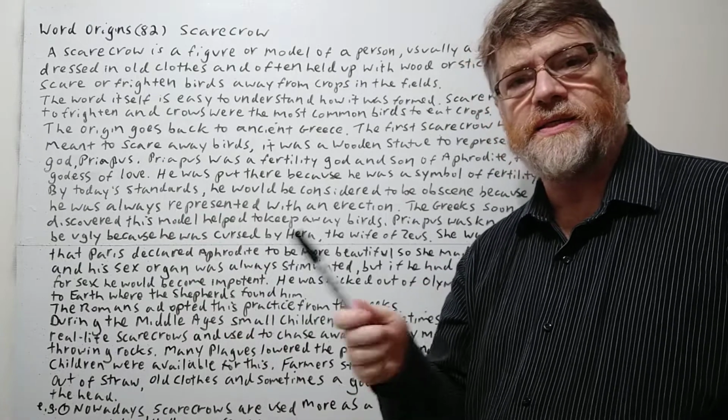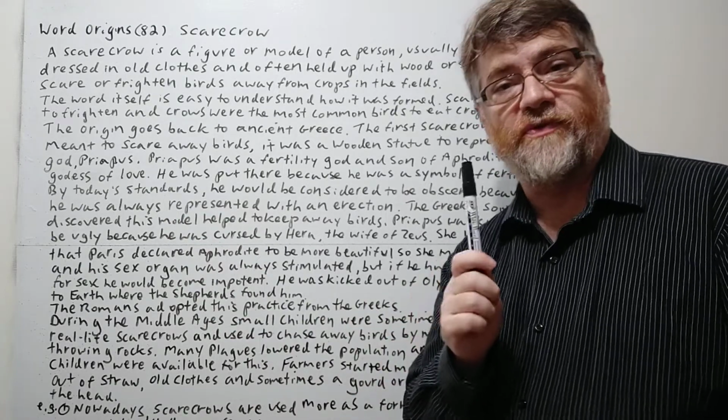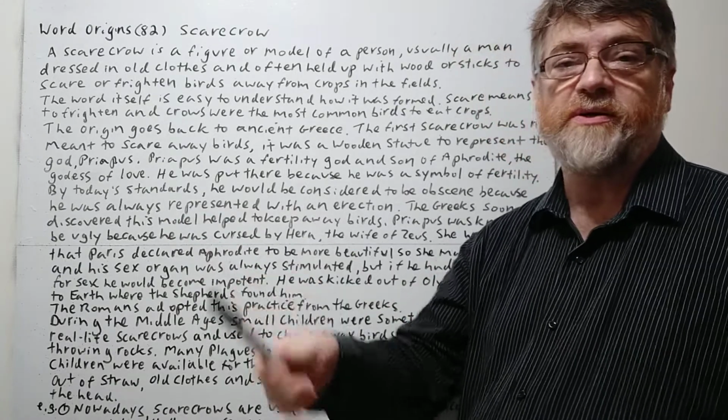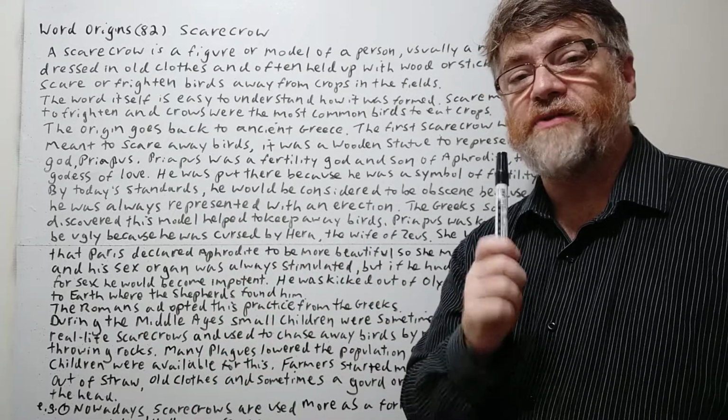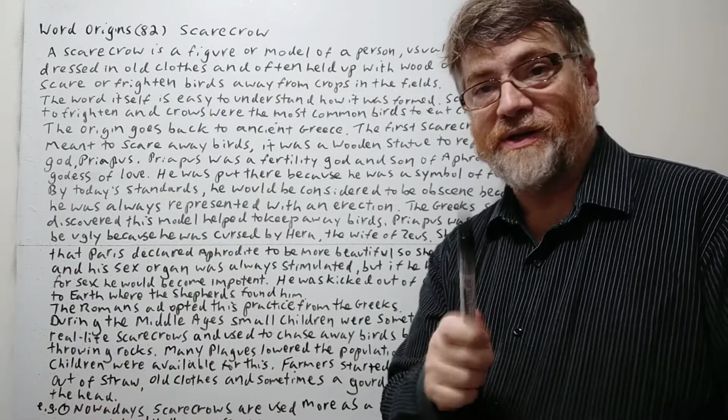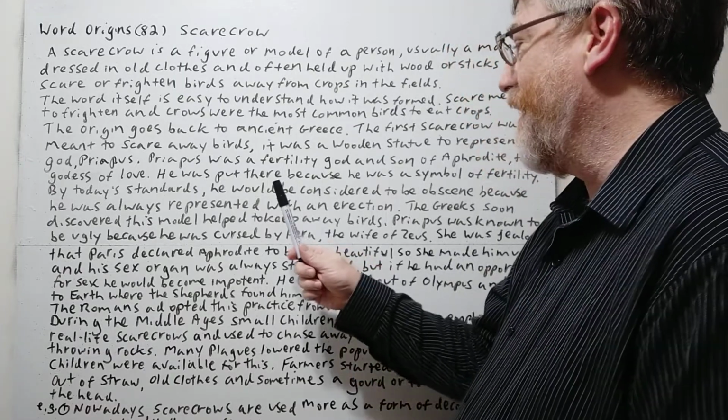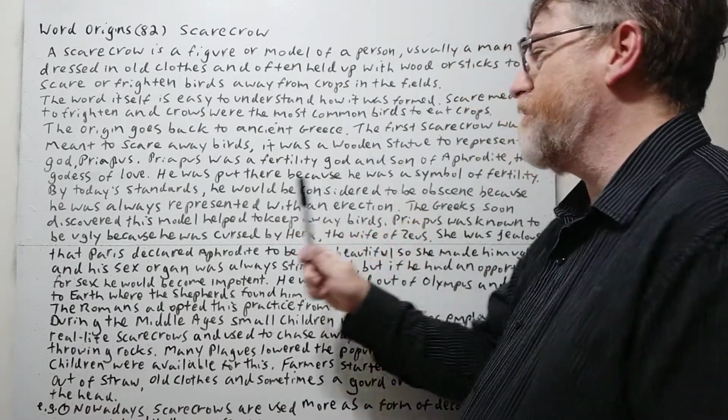So it kind of makes sense. You might put a statue of a fertility god in the fields because you want the land to be fertile. So I guess that was the idea of the connection. However, let's continue here. He was put there because he was a symbol of fertility.